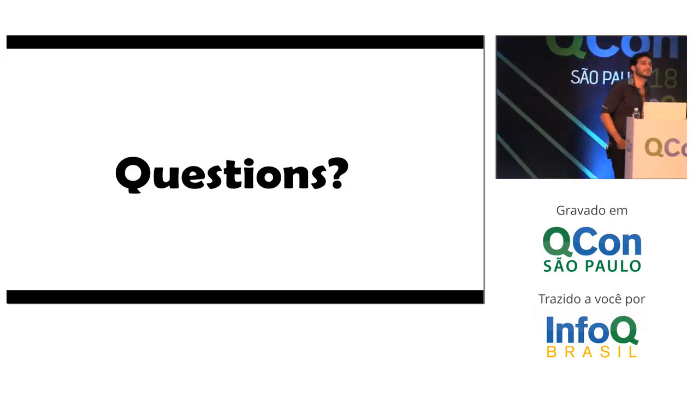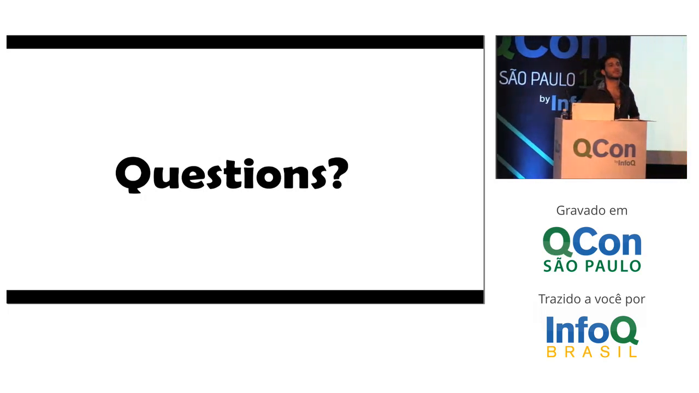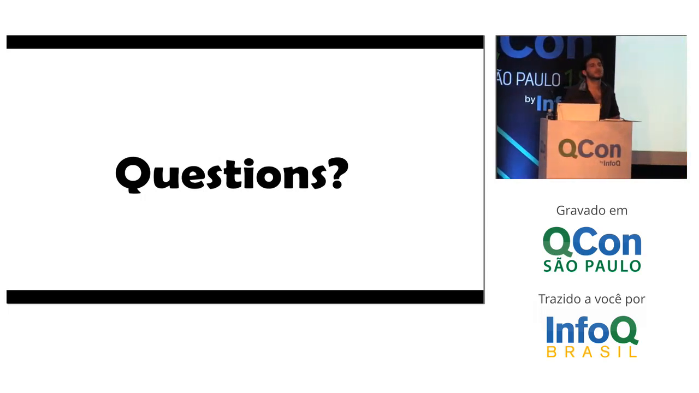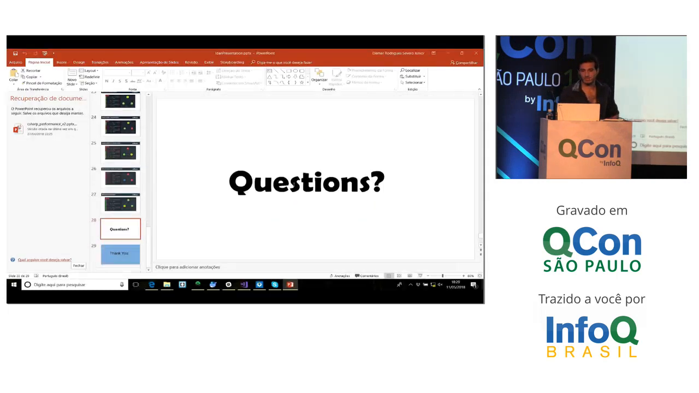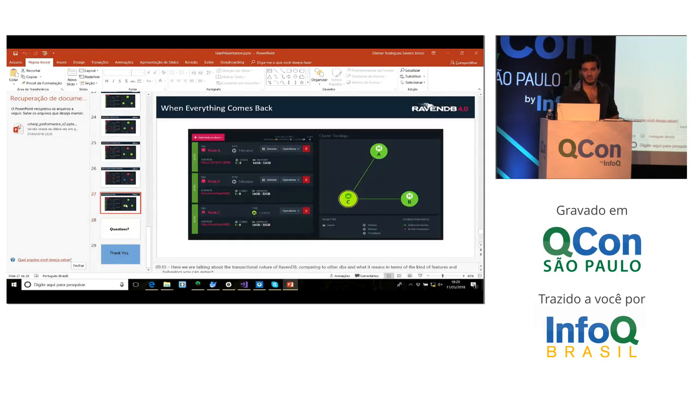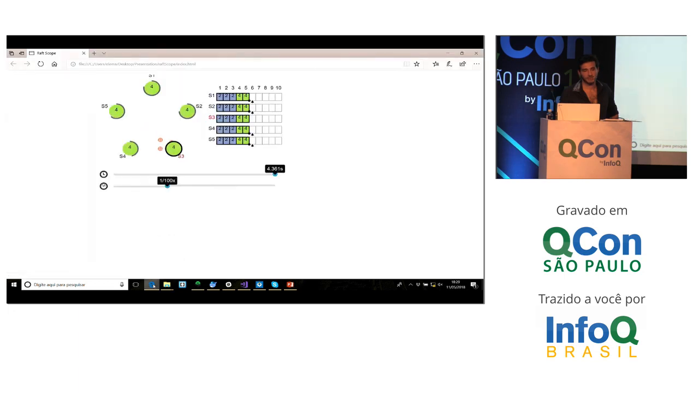Nice talk. Regarding the browser that you presented, could you go back to the animation demo, the one about how the election works? When the logs are replicating, what happens if one goes down, and then another one that was down comes back? Because you will have a mess regarding the logs, no?